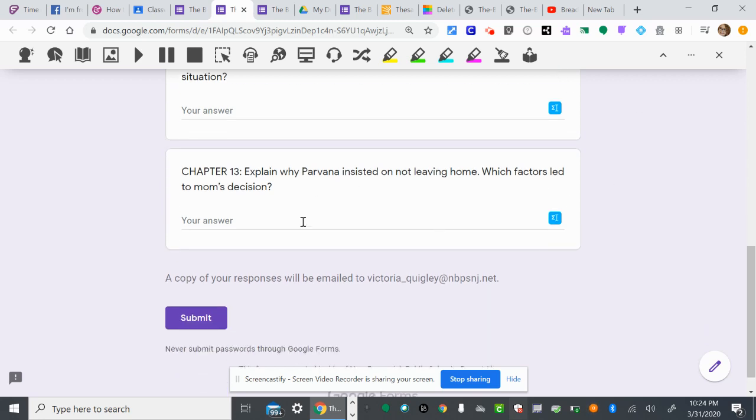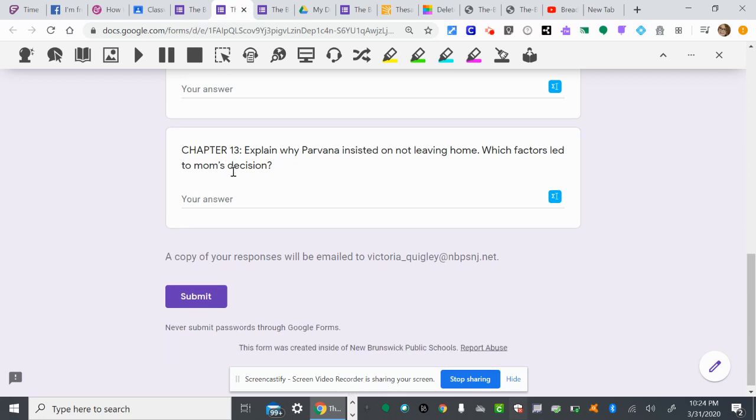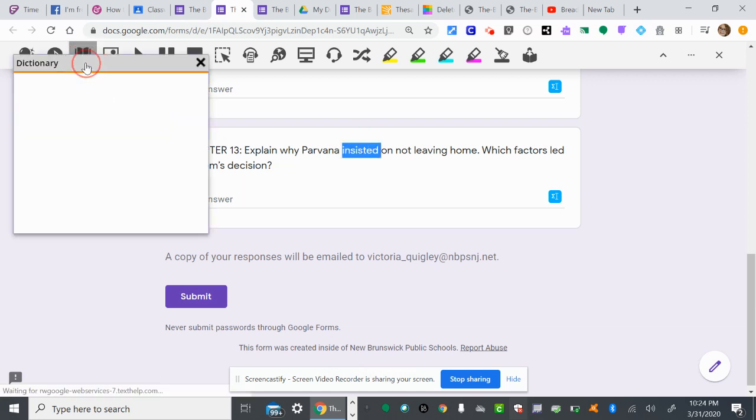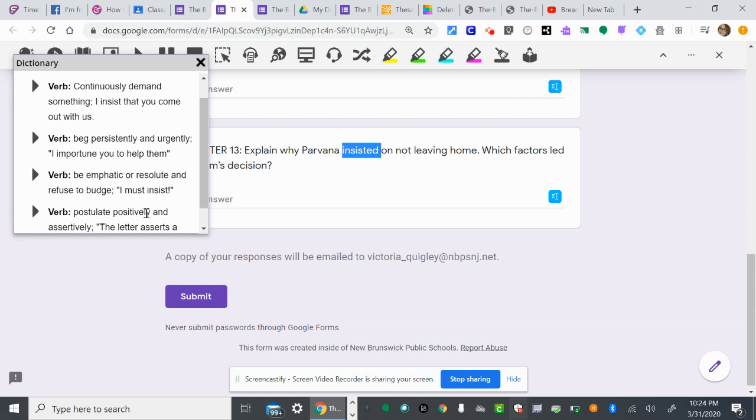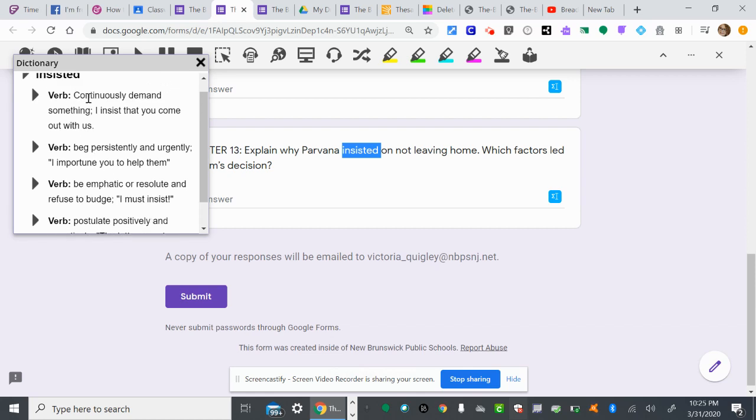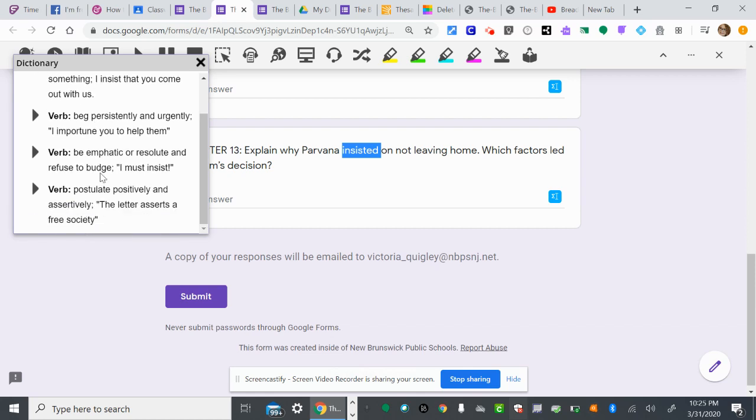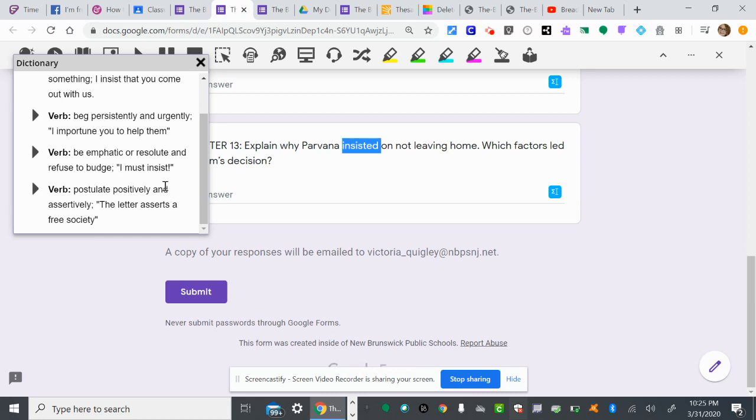And then the last question is, explain why Parvana insisted on not leaving home. Which factors led to mom's decision? Insisted, let me see what that means. Insisted. Continuously demand something. So if you are insisting on something, that means that you're telling your mom, this has to be it. I have to not leave home.